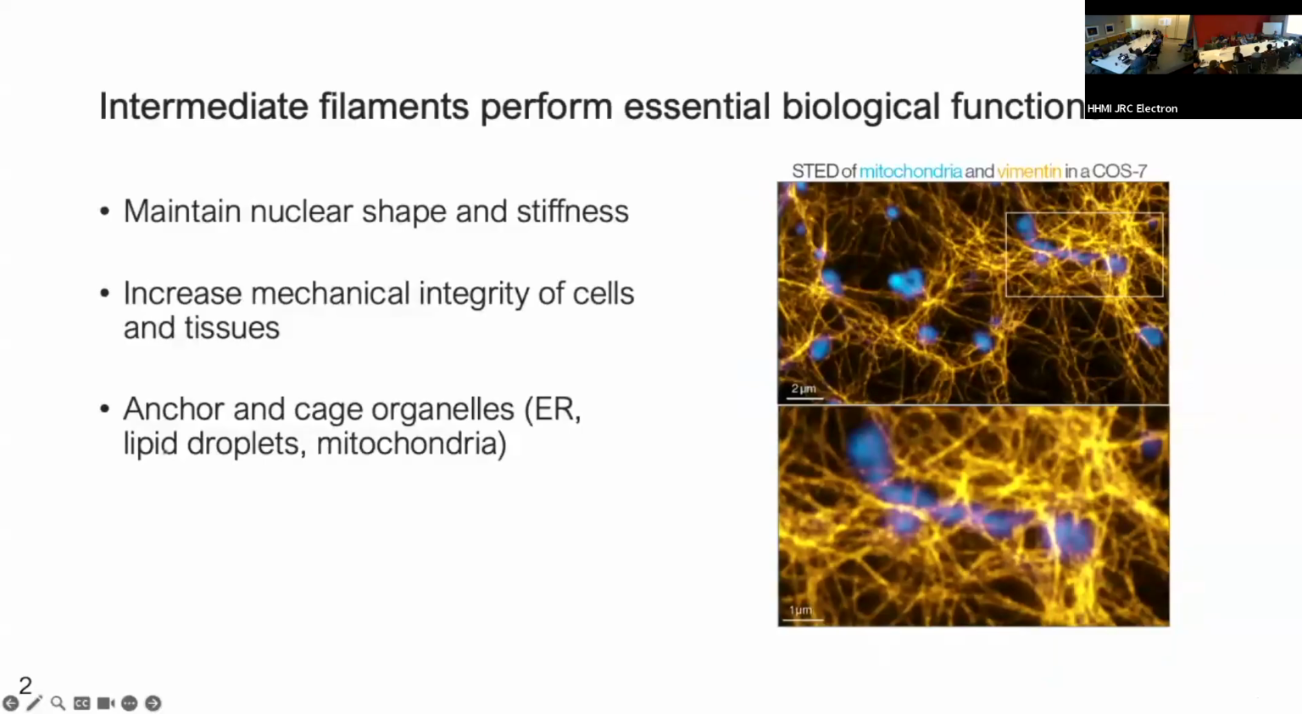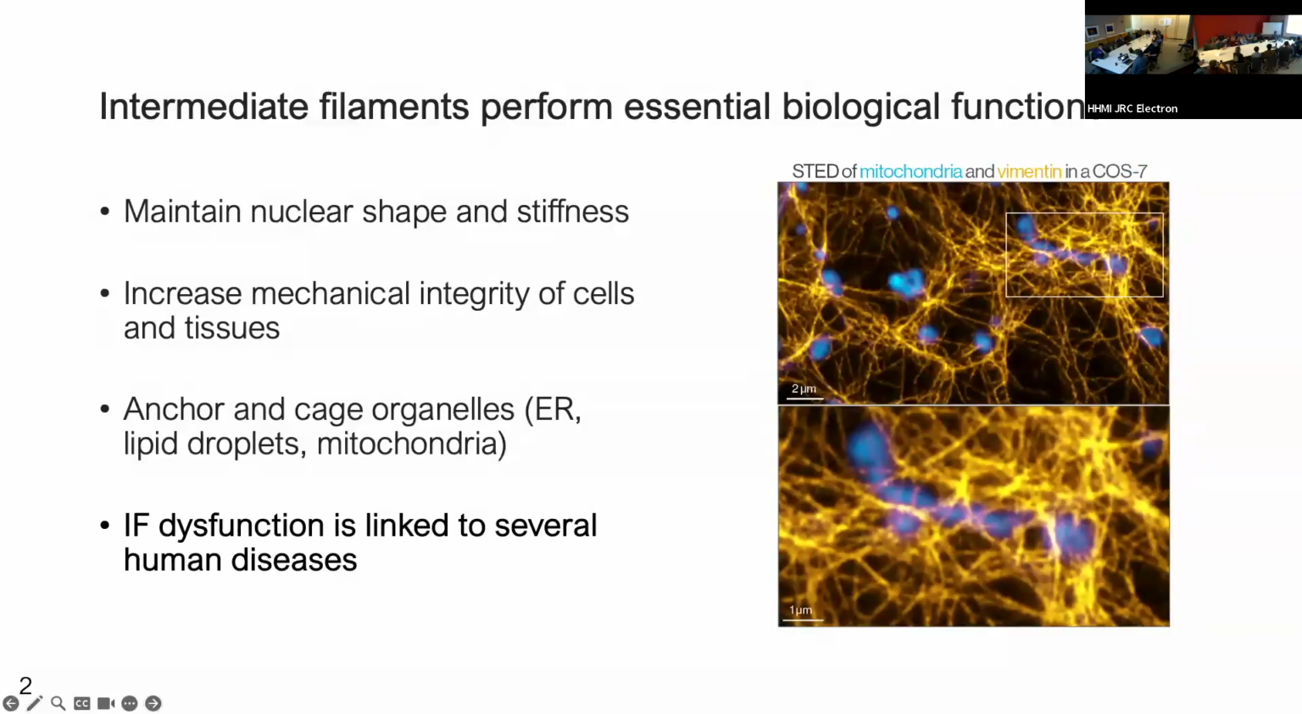This is true for organelles like the endoplasmic reticulum, lipid droplets, and even mitochondria. And this is a STED image I acquired on the right showing immunofluorescence of TOM20 labeled mitochondria in blue, and vimentin intermediate filaments are labeled in yellow. And hopefully you can see the extent to which these filaments enwrap, crisscross the mitochondria, anchoring them in place.